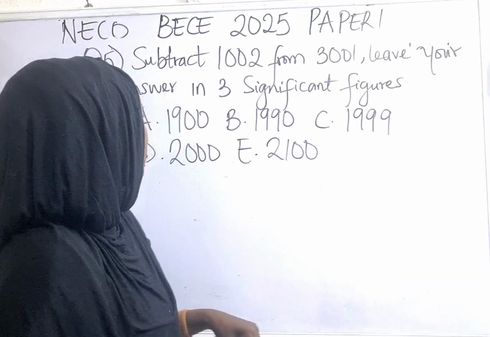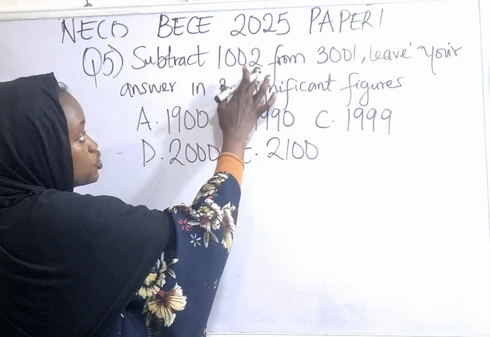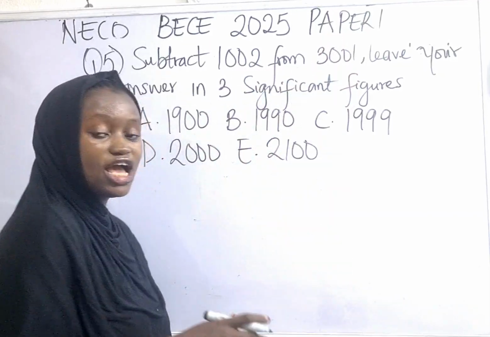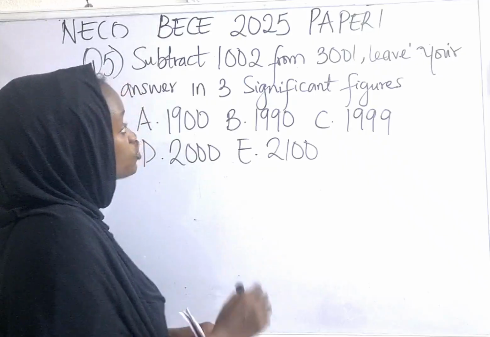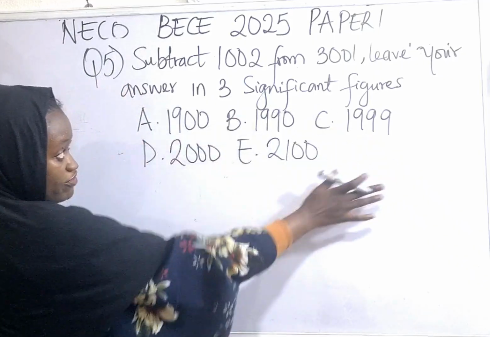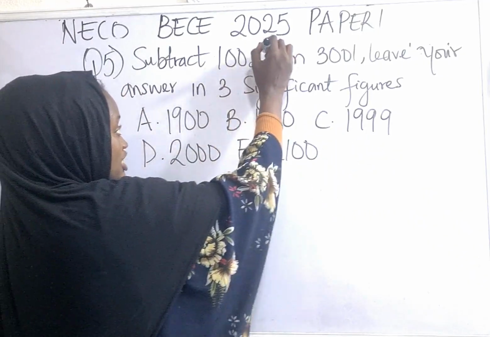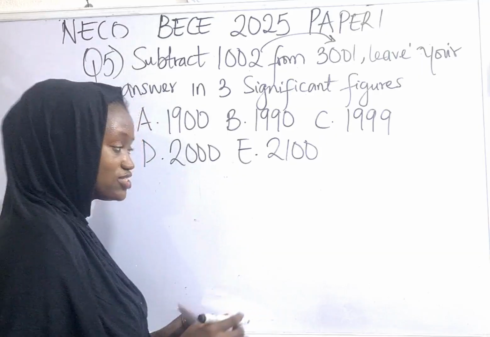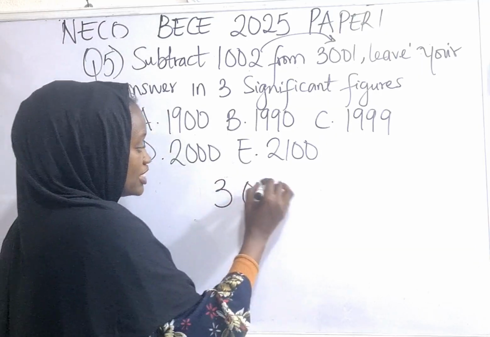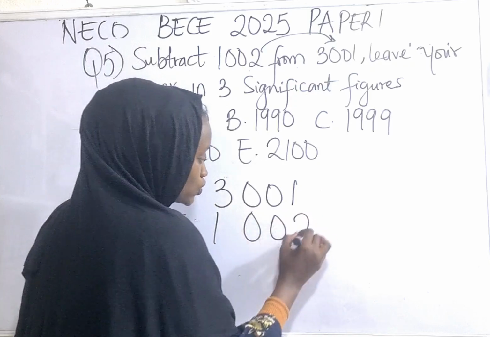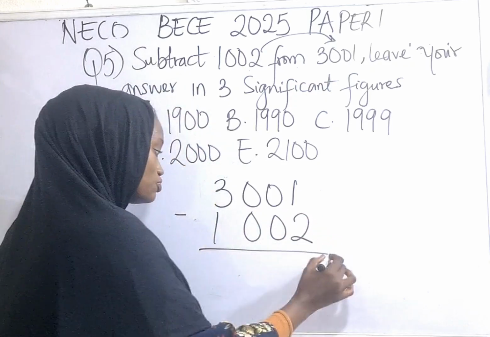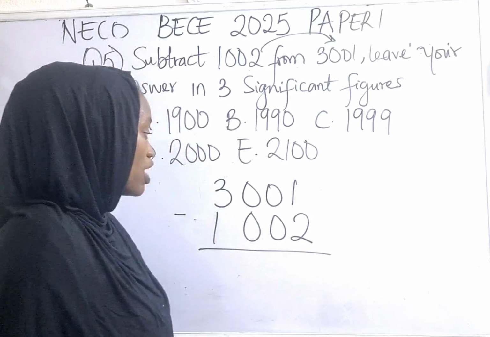So we have question 5, which reads subtract 1002 from 3001, and we're required to leave our answer in 3 significant figures, right? So first, let's do the subtraction. We have 5 options, right? You're subtracting this from this, right? So that means we are doing 3001 minus 1002. Now let's subtract. The normal subtraction we know how to do from primary school.